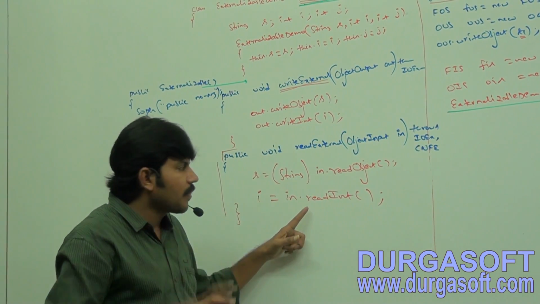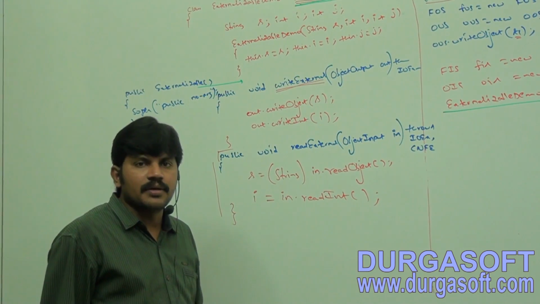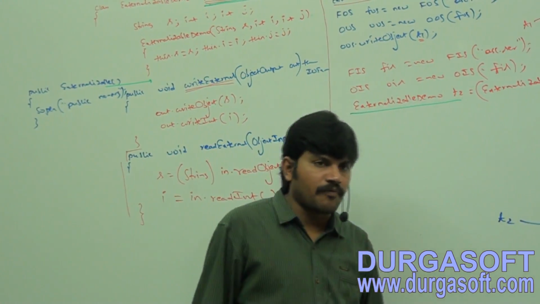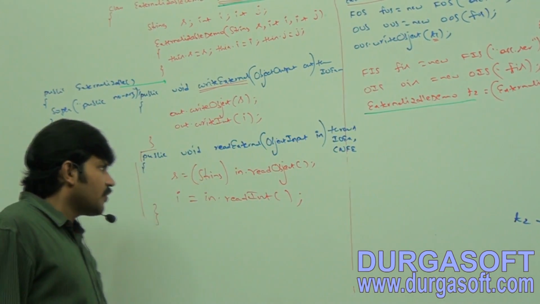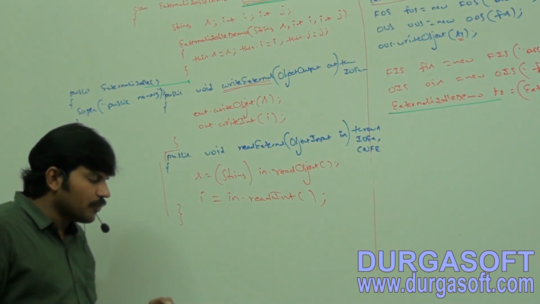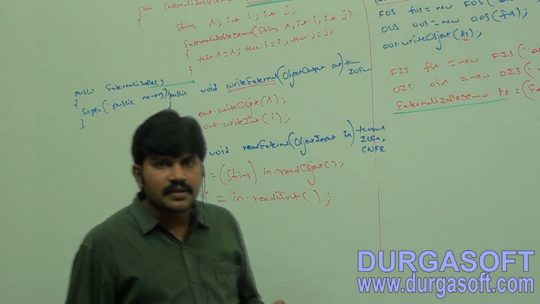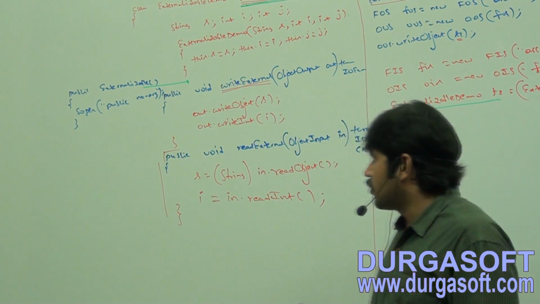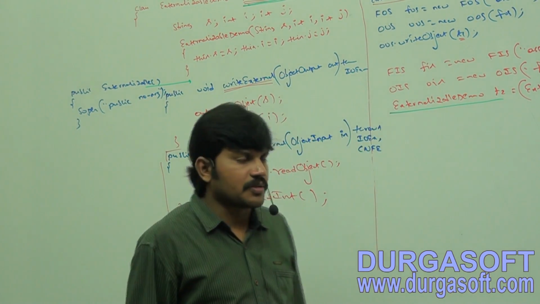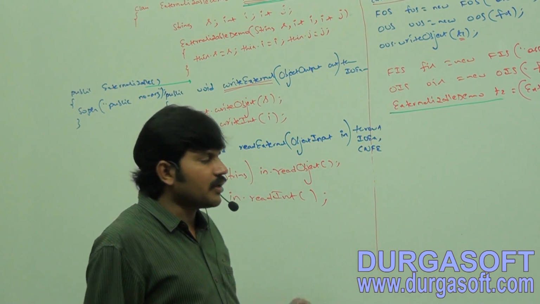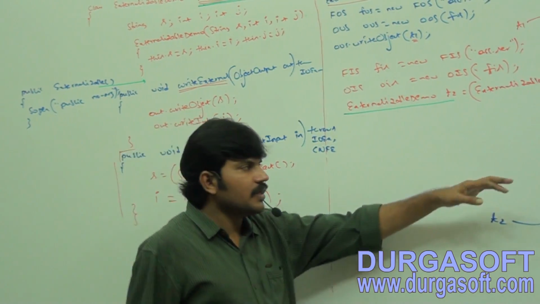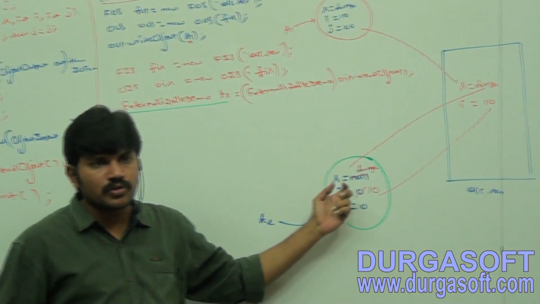To read required variables from the file and assign to current object. Okay, that's all. Are you getting? To read the required variables from the file and assign to current object, right?